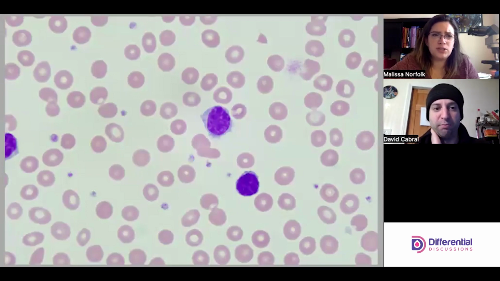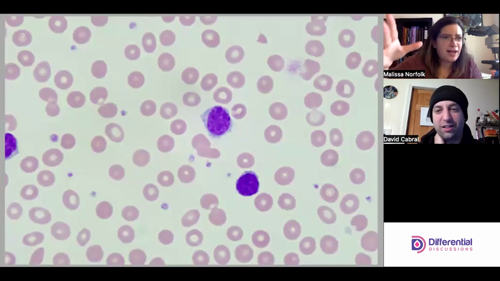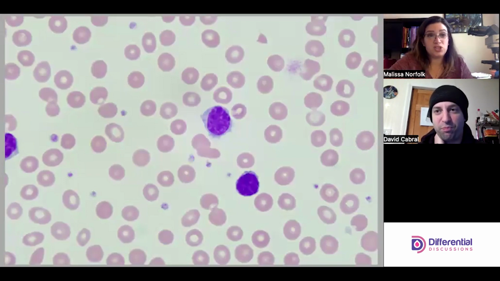Especially new laboratorians or students, because you're not looking for this. You're so focused on, oh, it looks normal. Okay, there's no blast, there's nothing really exciting. So you can be like, it's just a lymph.